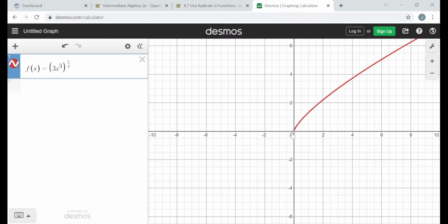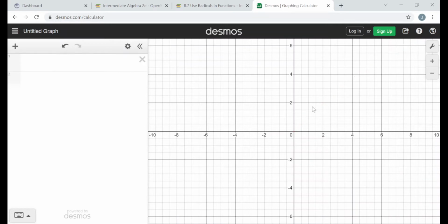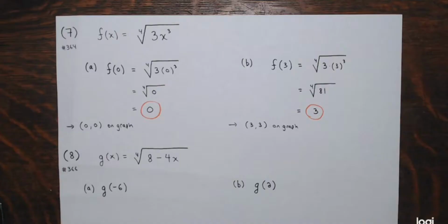So yeah, you see 0, 0 there. We said that earlier. The origin is on this graph clearly. And then one other point was 3, comma 3. And hopefully that shows up on the graph as well. And look at that. That blue point is definitely showing up on the red graph there. Wonderful. Okay, and then one final question.